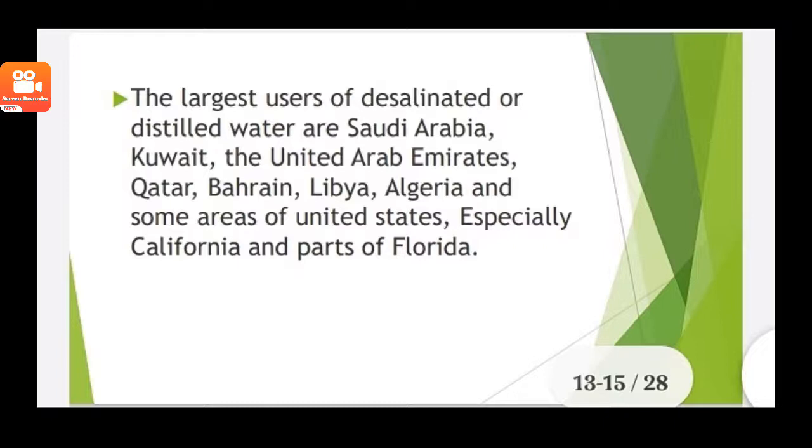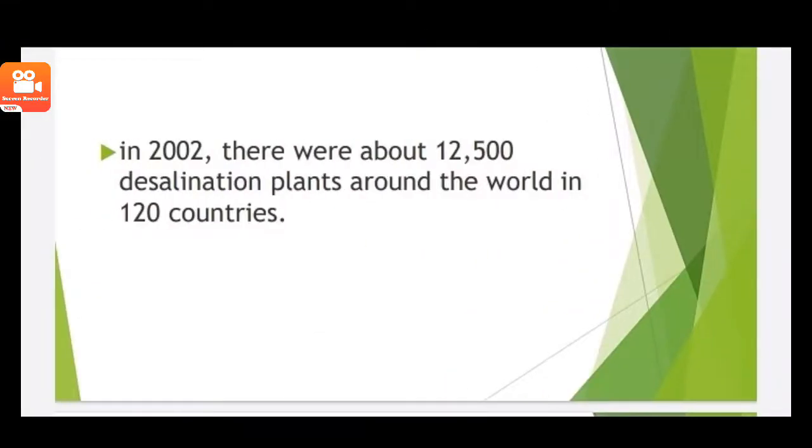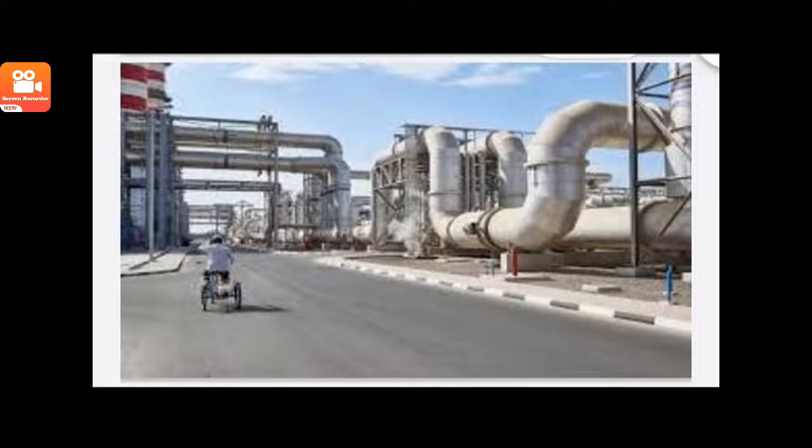The larger users of desalinated or distilled water are Saudi Arabia, Kuwait, the United Arab Emirates, Qatar, Bahrain, Libya, Algeria and some areas of the United States, especially California and parts of Florida. In 2002, there were about 12,500 desalination plants around the world in 120 countries. You can see there are desalination plants in different countries of the world that are used to remove the salt from salty water and create pure water that is used for drinking purposes.